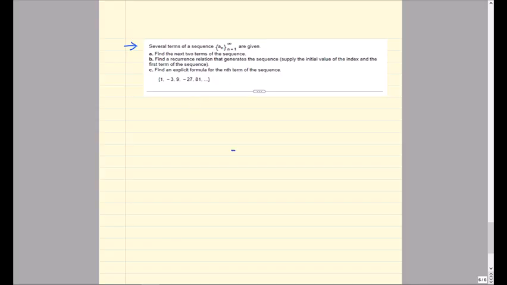So we have several terms of this sequence that are given. It says find the next 2 terms. So let's go ahead and write this out and see what we can come up with. Definitely I see powers of 3 here. So for part A, I have 1, -3, 9, -27, 81, and then I need 2 more terms. Well, I see powers here, so I have 3 to the 0, 3 to the first, 3 squared, 3 cubed, 3 to the fourth, 3 to the fifth, and 3 to the sixth.